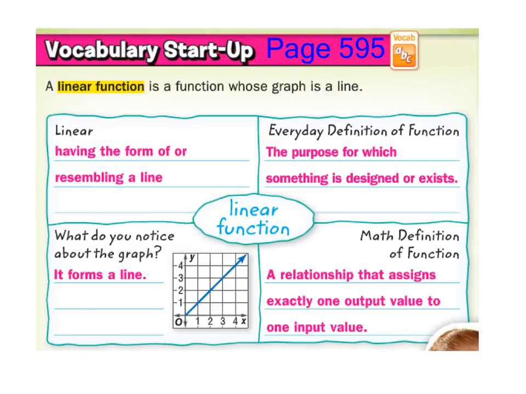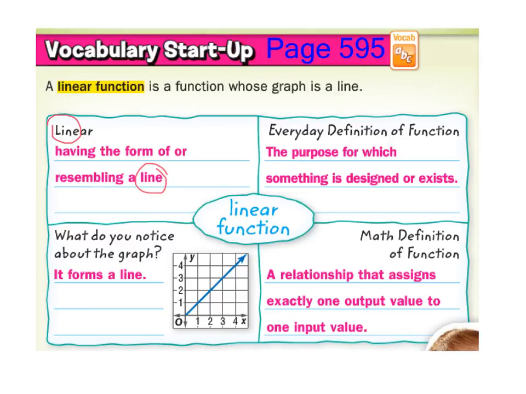Vocabulary Startup. A linear function is a function whose graph is a line. So we have the word linear, and let's take it apart: the root word is line. So something that is linear has the form of or resembles a line. The everyday definition of a function is the purpose for which something is designed or exists. For example, a shoe, its function is to protect our foot while we're walking.